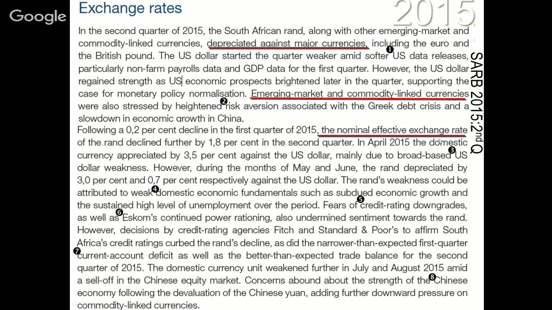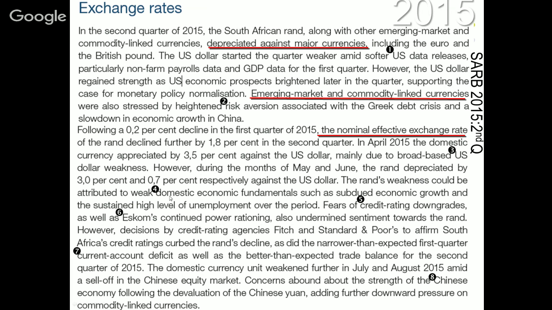Right, then, following at 0.2%, the nominal effective exchange rate, now they talk about the weighted average exchange rate of the rand, declined further. In April, it depreciated against the dollar, mainly due to broad-based US dollar weakness. Now, I just say the dollar itself because of that trade, and that links to what we've said in number 1 as well, right? However, during the months of May and June, the rand appreciated.